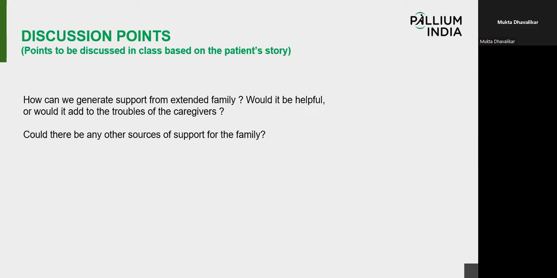So some of the discussion points that I would like to bring out here to the group are, one is, how can we generate support from the extended family? And even if we are able to generate support from them, would it be helpful or would it just add to the troubles of the caregivers? I would also like to discuss whether there could be any other sources of support for the family here. And any other discussion point that anybody else would like to bring up, you're most welcome.